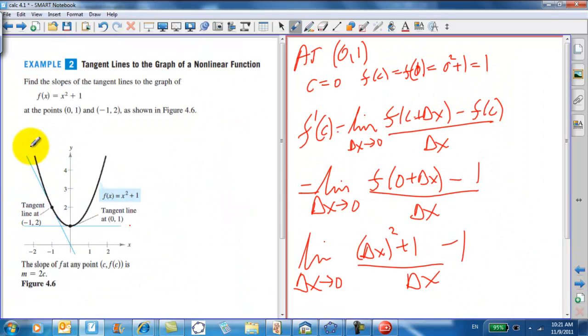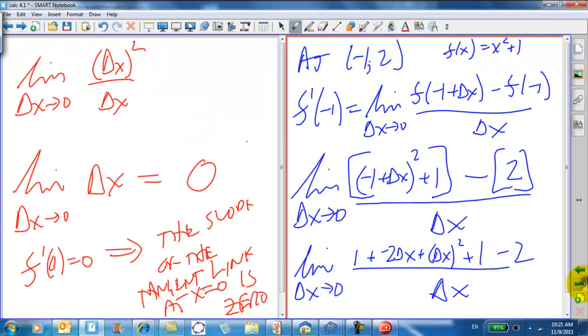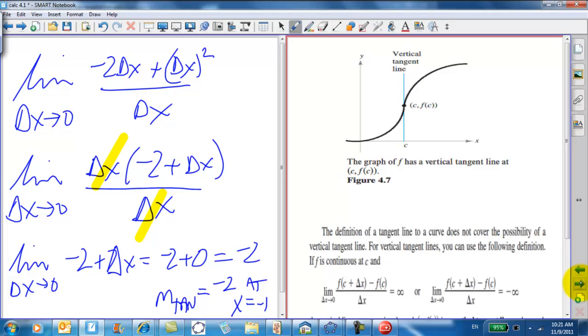Sure enough, that's a steep downward slope. Now, as we look at other functions, it gets even trickier. Here are some special cases I just want you to be aware of: if you get a vertical tangent line, we really don't get a derivative. You get an infinite slope because the slope of a vertical line is undefined.